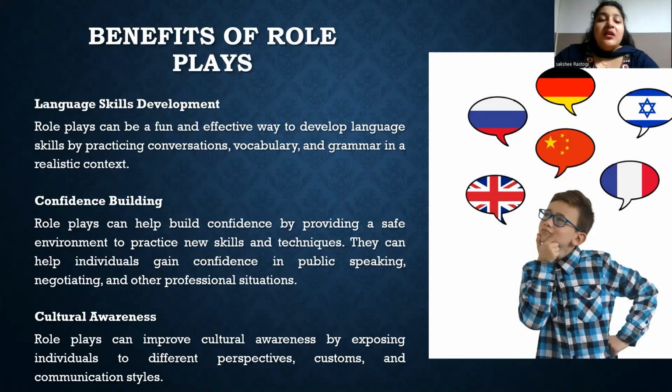Language skill development. In language skill development, role play is an effective way to develop language skills, which include fluency. Improve spoken language with fluency through practice and repetition of words. Vocabulary: expand vocabulary and learn new words and phrases in context. Grammar: practice grammar structure and syntax in a natural and spontaneous way. Pronunciation: improve pronunciation and intonation through feedback and self-awareness. Listening: develop listening skills through interactive and immersive experiences.